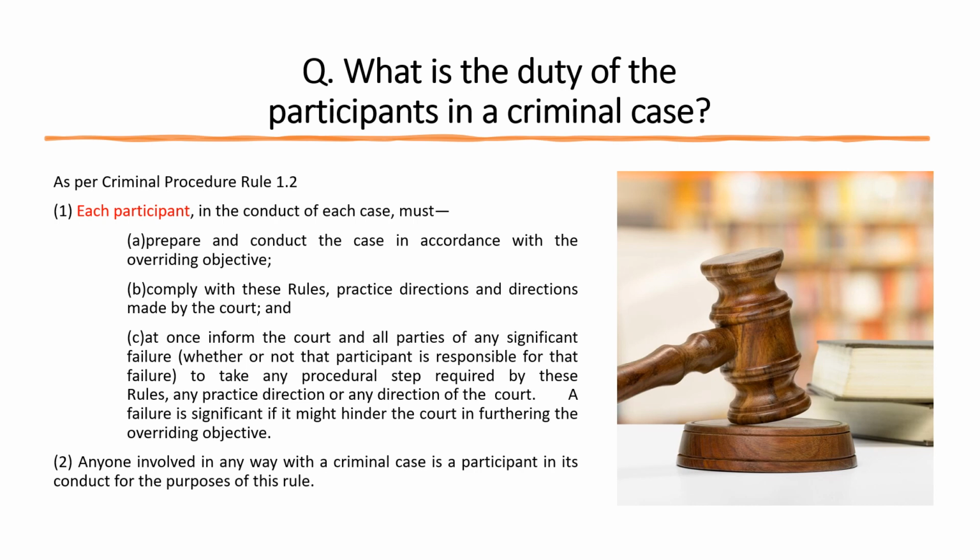1. Each participant in the conduct of each case must: A. Prepare and conduct the case in accordance with the overriding objective. B. Comply with these rules, practice directions and directions made by the court. And C. At once inform the court and all parties of any significant failure, whether or not that participant is responsible for that failure, to take any procedural step required by these rules and practice directions or any direction of the court. A failure is significant if it might hinder the court in furthering the overriding objective.